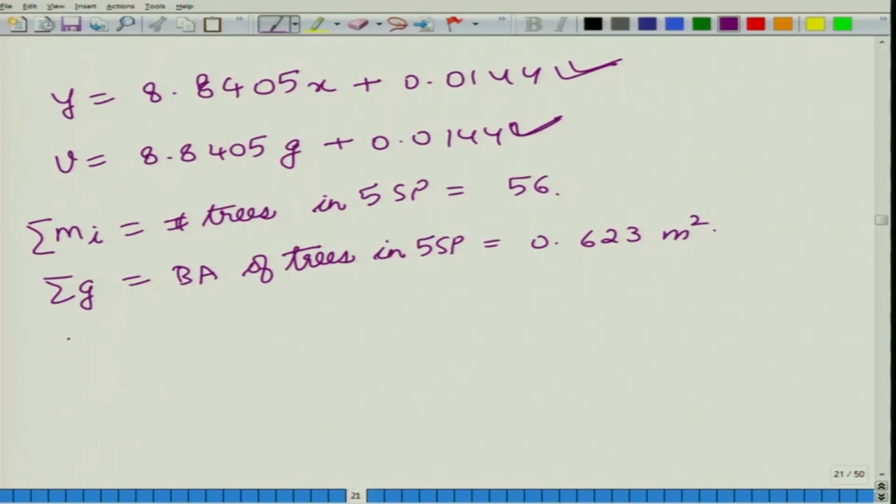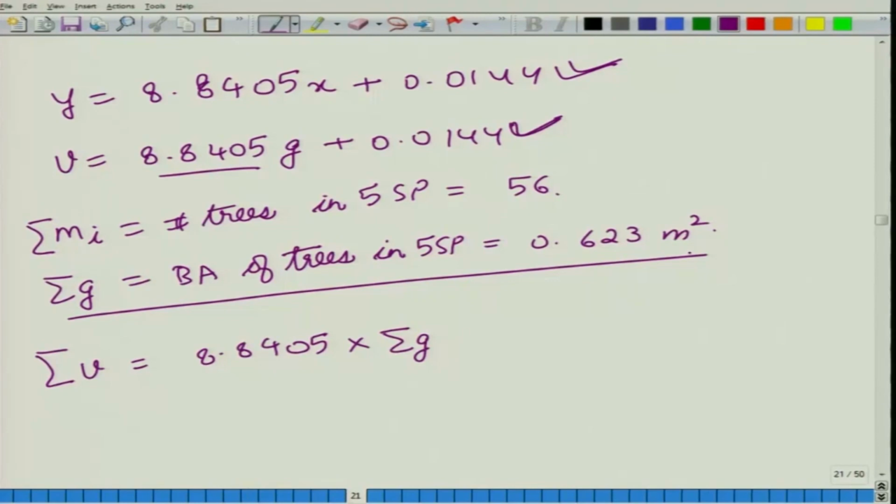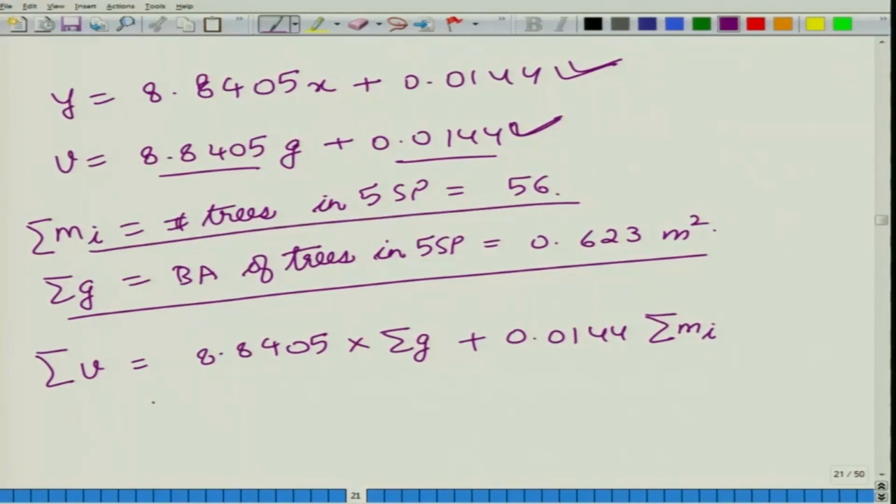So, we are given V. We want to calculate the sum of all the V's. So, that will be given by 8.8405 multiplied by the sum of G. So, sum of G is this value, plus 0.0144 multiplied by the sum of the MI values. So, this is the sum of the MI values. So, what do we get here? We have 8.8405 into 0.623 plus 0.0144 multiplied by 56.